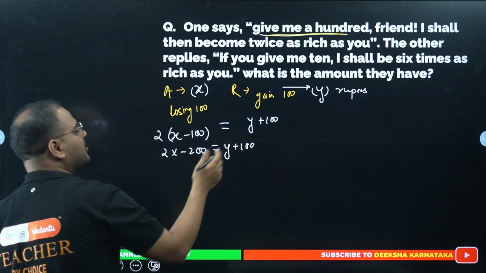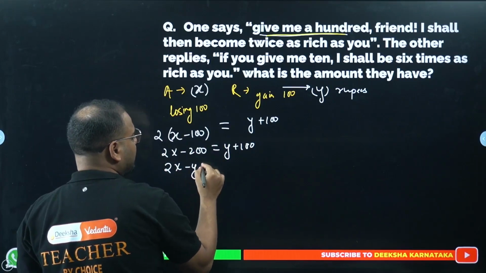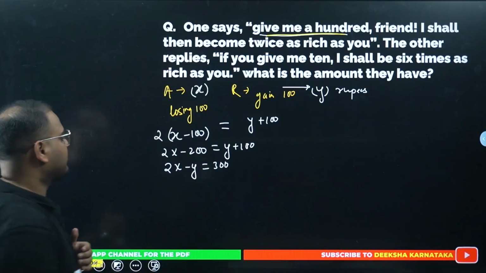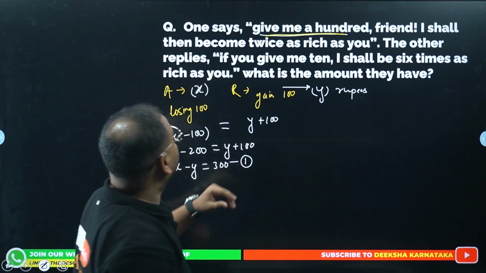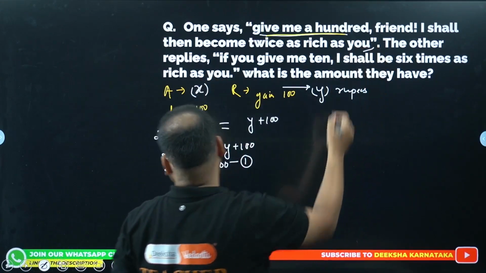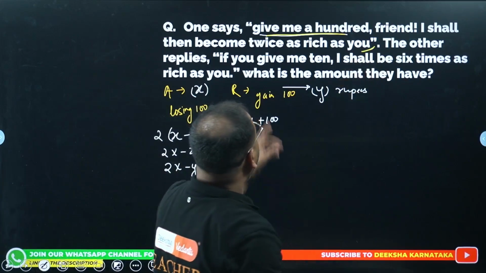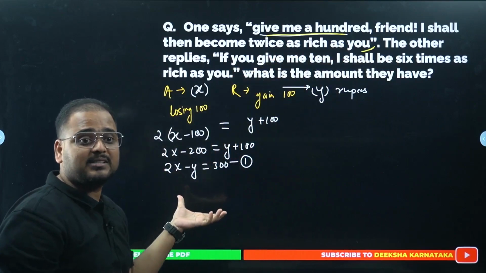Bring this y here, 200 there. It will become 2x minus y equal to 300. Excellent. This is my equation 1. The first statement is done. Read it: if you give me 100, I'll become twice as rich as you. So the first part is covered.